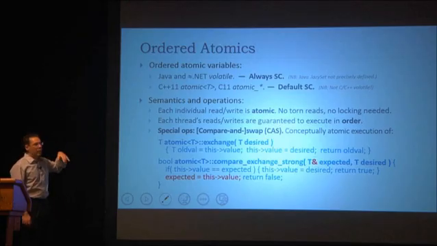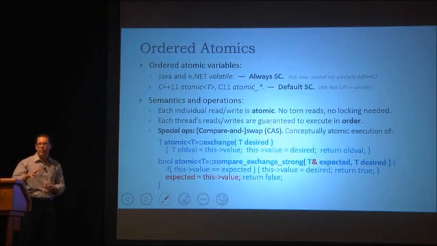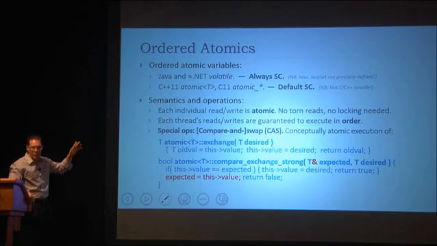The way you spell ordered atomic variables is, in Java and .NET, you call them volatile, and they're always SC. They're always sequentially consistent. Now, in .NET, that's mostly true. Dekker's algorithm is broken on .NET volatiles, but almost everything else will work because they're just acquire-release. They're not full SC. So .NET's almost there. Java's fully there.